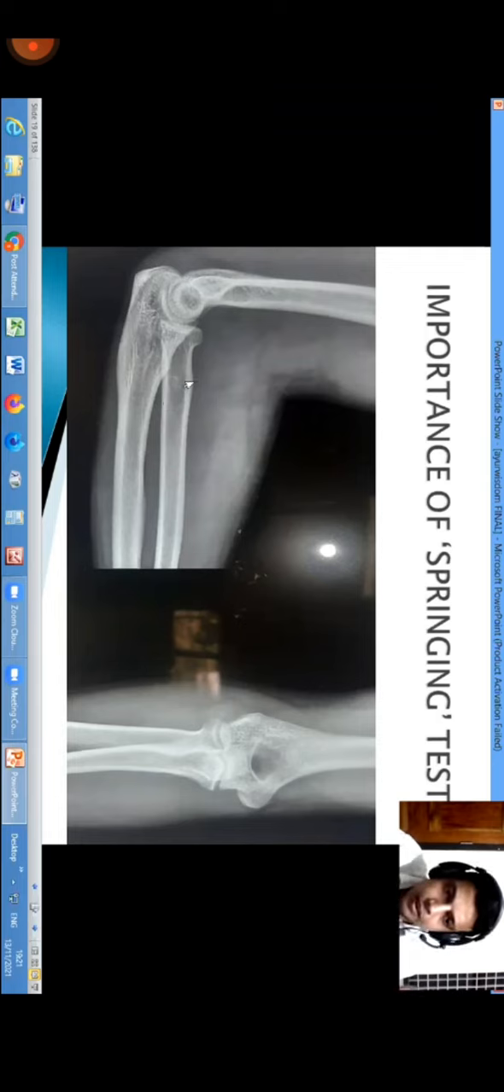This type of fracture, we can do a springing test and detect the fracture site.